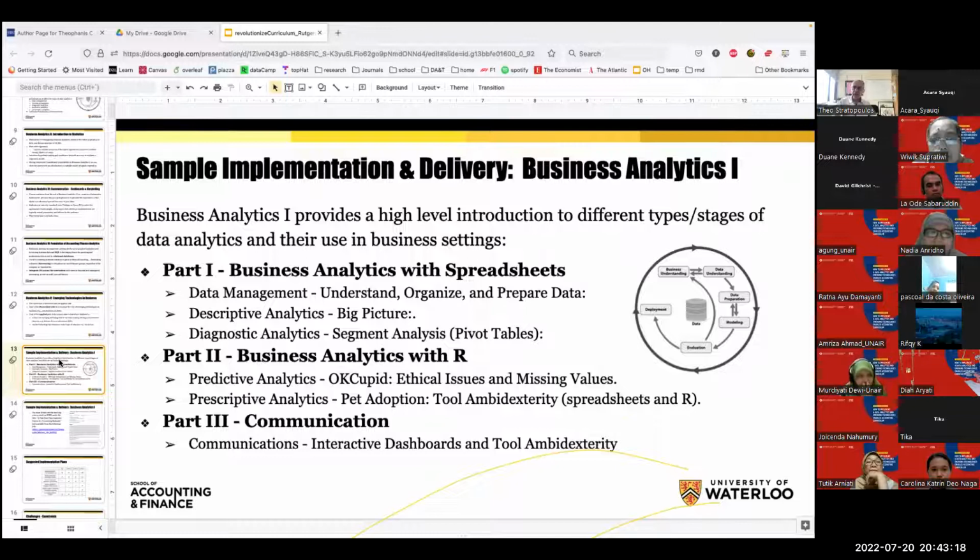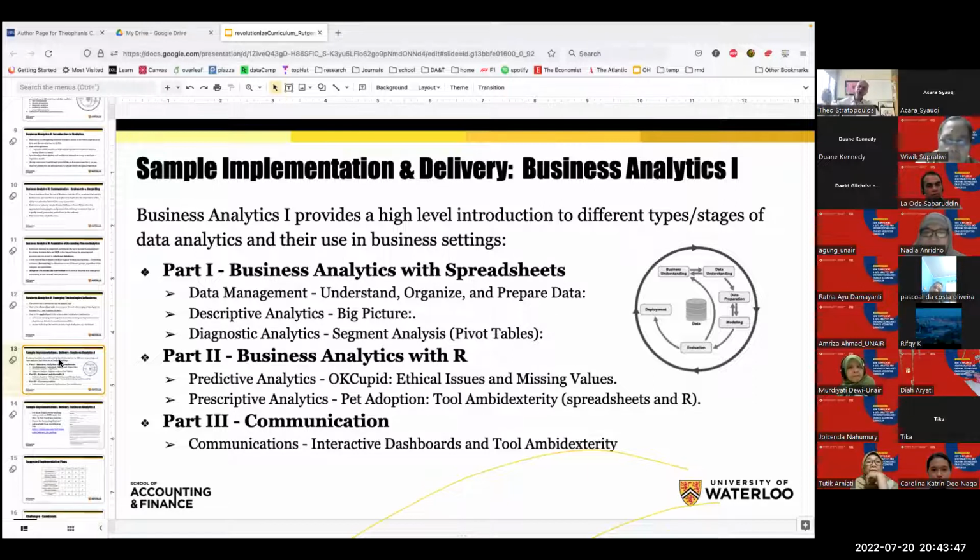In the second half of the course now, we have a case with predictive analytics and prescriptive analytics. For predictive analytics, we have the data from OkCupid, a dating website. So we can talk to them about ethical issues. Is it ethical for us to analyze this kind of data? And the data set, which is based on surveys, has a lot of missing values. What do you do when you have missing values?